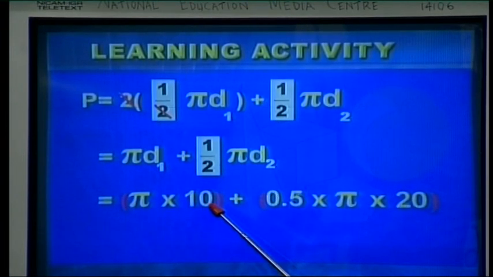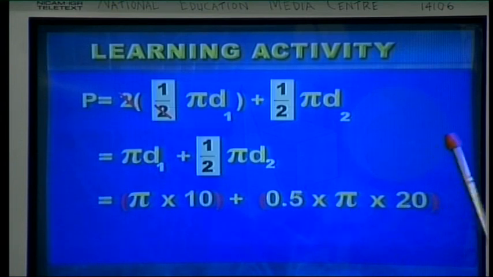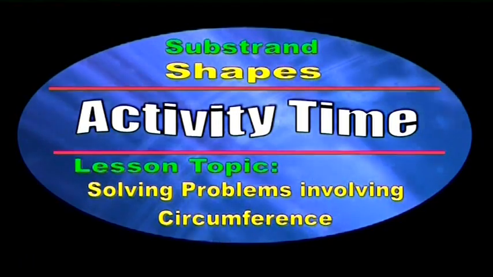Pi times 10. We are left with this formula here. Plus 1 divided by 2 in decimal would be 0.5 times pi, the figure is 3.14 times 20. You should have an answer of 62.8 centimeters to 1 decimal place.